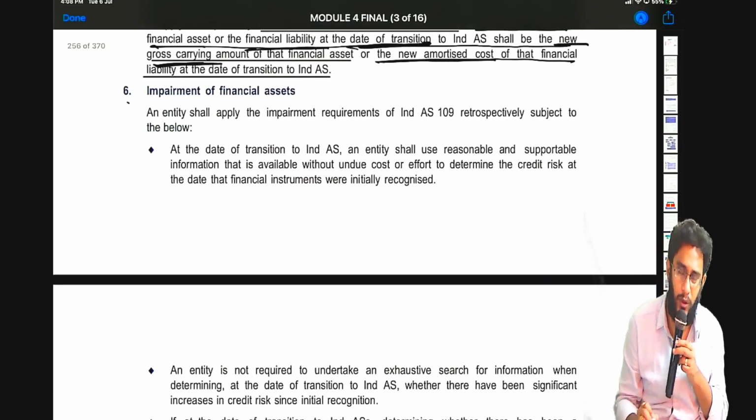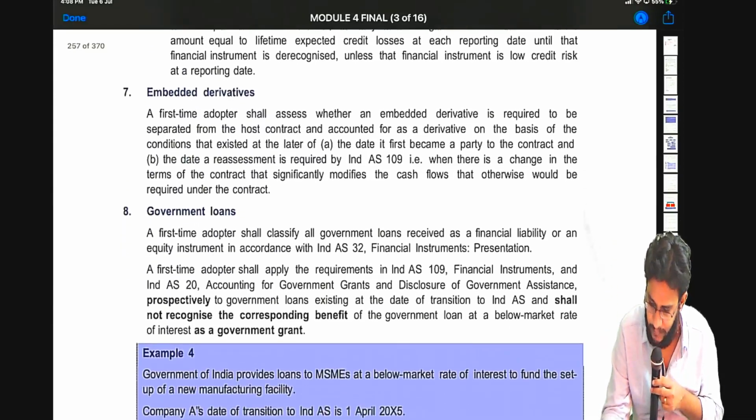Impairment, if you want, you can go through it. I am not discussing, sir. Easy one, that's very easy. There's nothing in that.